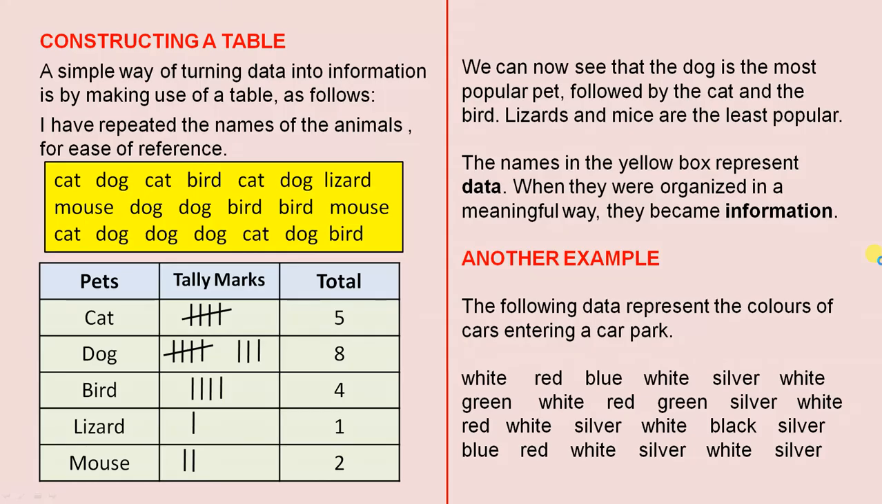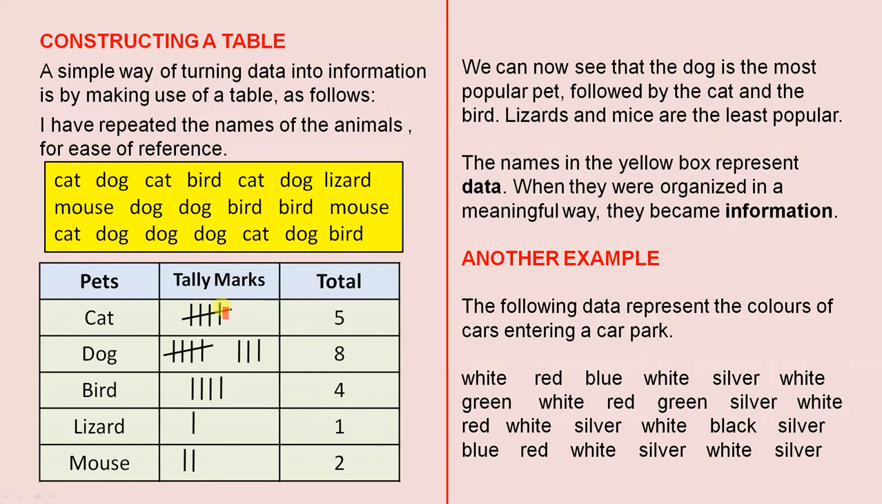Constructing a table. A simple way of turning data into information is by making use of a table as follows. I have repeated the names of the animals for ease of reference. So basically you go through the list and you put down all the different animals that were mentioned. Then you go through one by one and you write down these tally marks. When you see cat, you put a stroke there. Then you see dog, you put a stroke there. And you keep going until you exhaust all the animals.